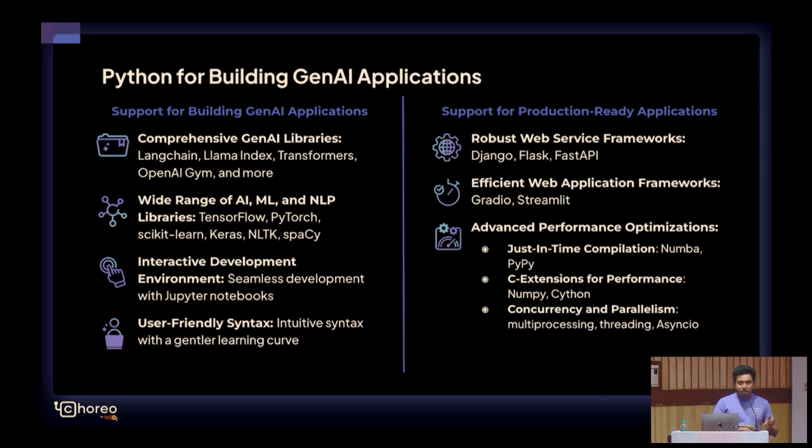Now, when we have these kinds of scripts, we want to bring them to production as well. For that, Python also has a lot of support. Python has a lot of web frameworks like Flask and FastAPI, and also web application frameworks like Gradio and Streamlit. Unlike before, Python can now catch up on performance with other widely used languages, because we have just-in-time compilation, C extensions, and concurrency and parallelism handling. One of the main examples is async, and I think you already had a talk on that as well. Because of these reasons, Python has become one of the best candidates for building GenAI applications.